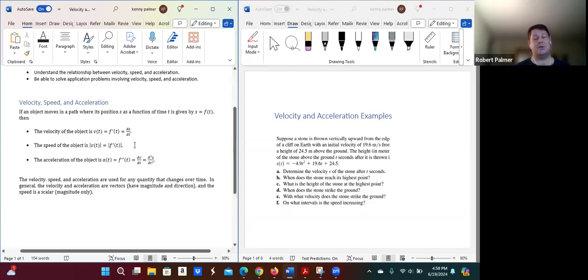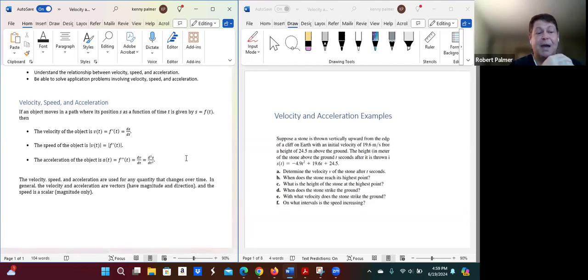In general, I'll mention that velocity and also acceleration, which we'll talk about in a moment, are vectors. Remember, from vectors, a vector has a magnitude and a direction. That's true of velocity and acceleration. They have magnitudes, how large they are, and they also have some direction. Speed is just the absolute value of velocity.